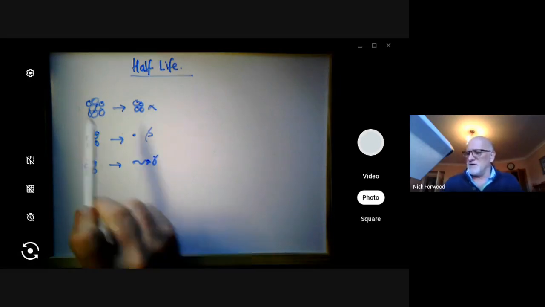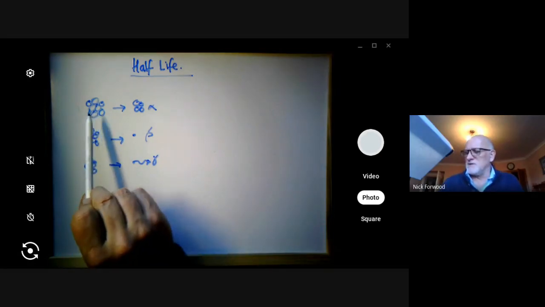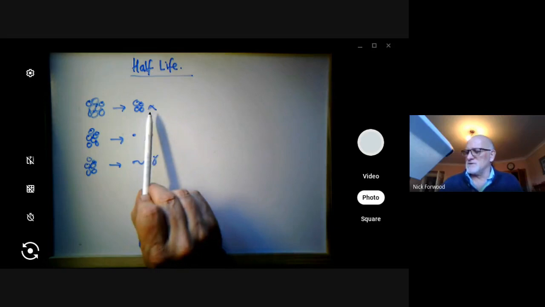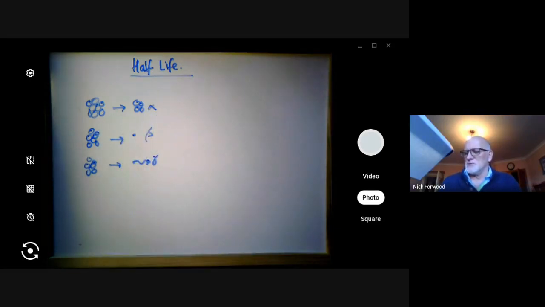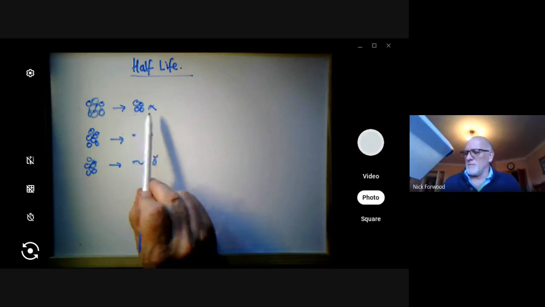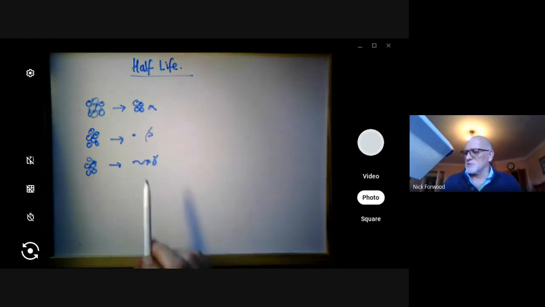Now, every time a radioactive nucleus gets rid of a bit of radiation, it becomes more stable. So a radioactive nucleus is unstable, and by getting rid of an alpha particle or a beta particle or a gamma wave, it becomes more stable, and eventually it will become nice and stable, and that's it. No more radioactivity will be released.